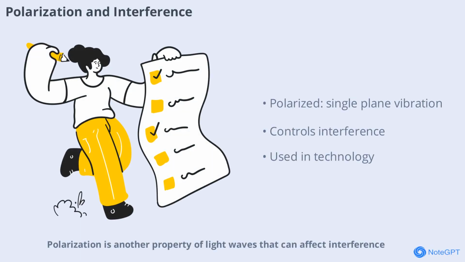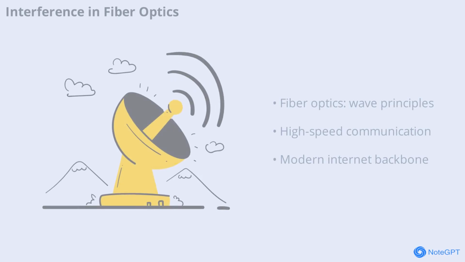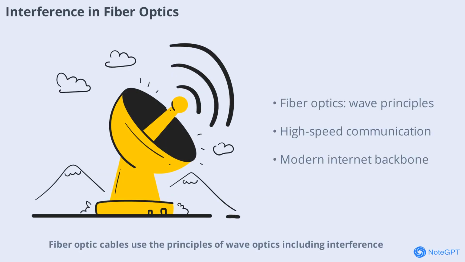Polarization is another property of light waves that can affect interference. When light is polarized, its waves vibrate in a single plane. Polarized light can be used to control and analyze interference patterns, and it's essential in many optical technologies, including LCD screens and polarized sunglasses.